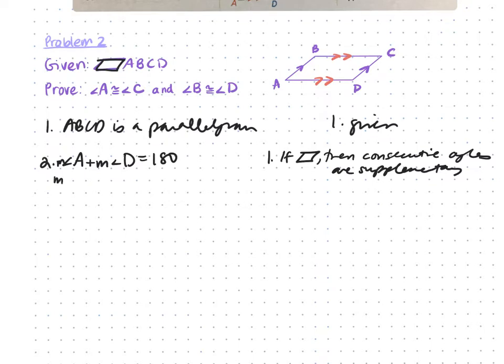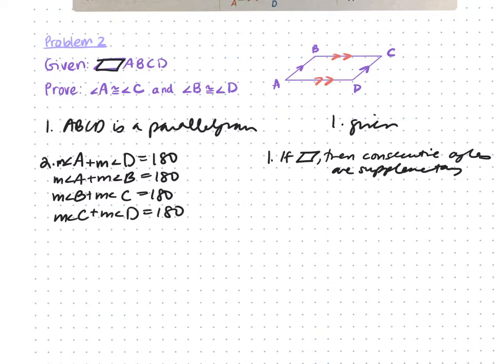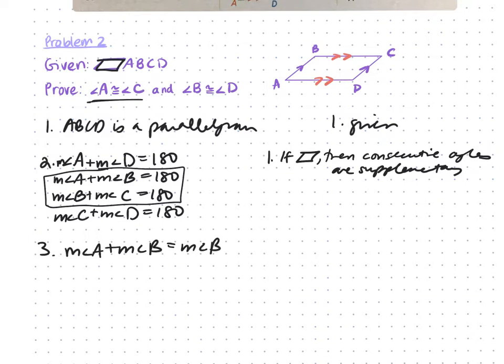So we can actually write all of those. Measure of angle A plus measure of angle B equals 180. Measure of angle B plus measure of angle C equals 180. And measure of angle C plus measure of angle D equals 180. We're trying to prove first A and C, so let's find one with A and C. Let's do these two. Since they both equal 180, we can use substitution to set them equal to each other. Measure of angle A plus measure of angle B equals measure of angle B plus measure of angle C. This is substitution.